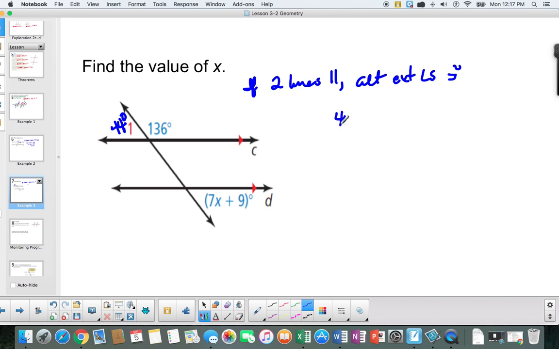So I'm going to take the 44 and set it equal to the 7x plus 9. 7x will be equal to 35 and x will equal 5, and that's what I was trying to find.